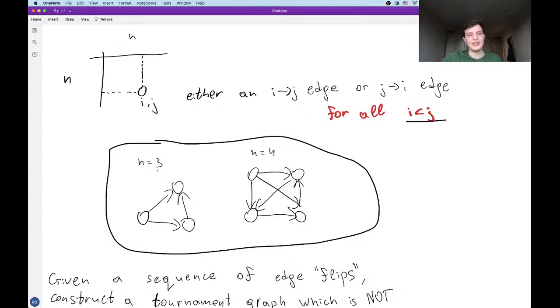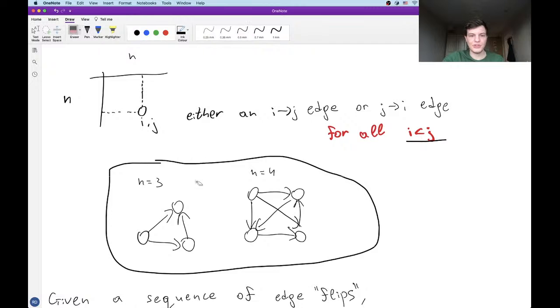Here are 2 examples of some tournament graphs. One of them has 3 nodes, the second one has 4 nodes. The directions can be random. Also, the following graph could be possible, where this direction is just the other direction.